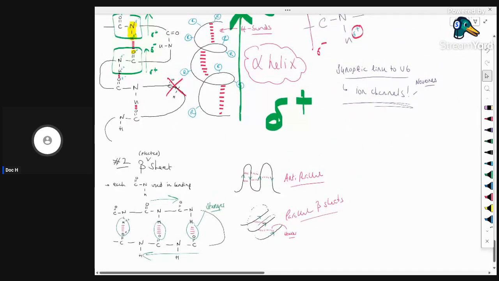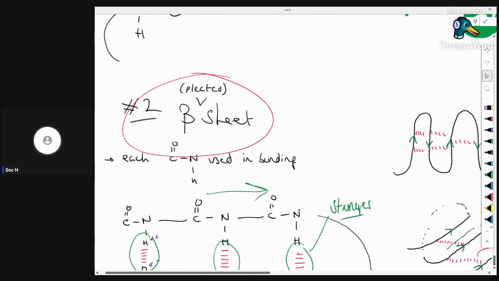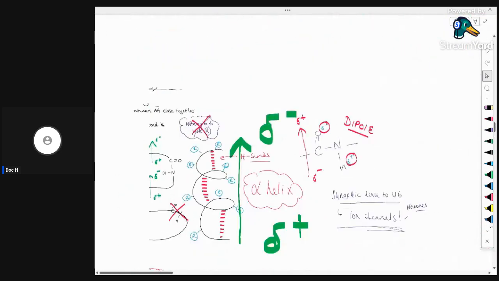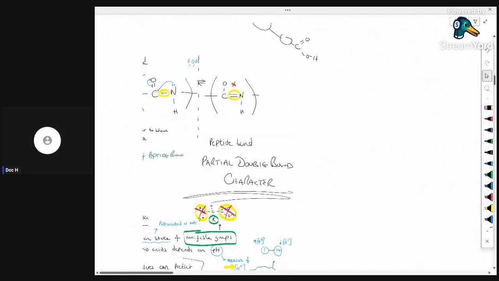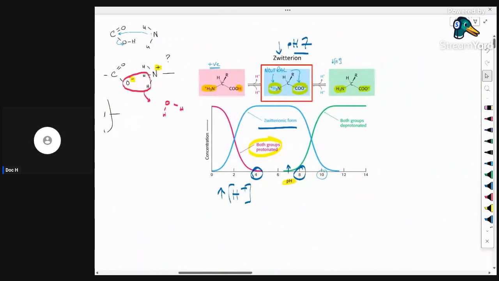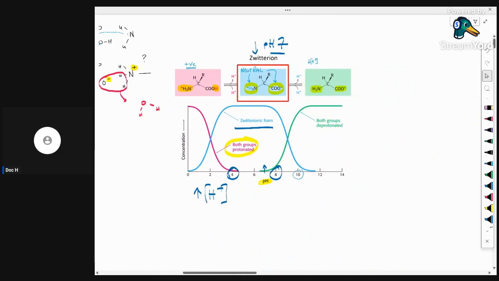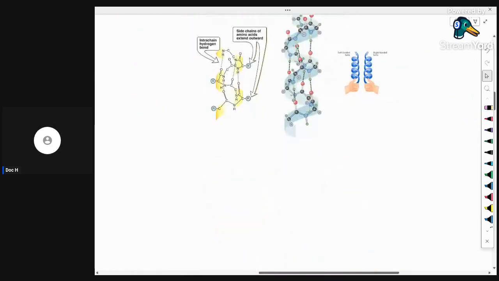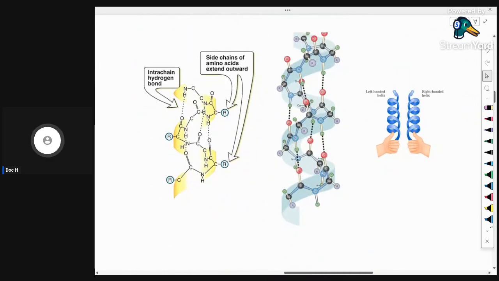So we can form either of these two structures, either an alpha helix or a beta pleated sheet. I'm just going to show you the structures of those now in diagrammatic form. I hope that's going to be more useful to you. So if I scroll down, I had them here. Here we go. So this is what the alpha helix looks like, in a better pictorial form.